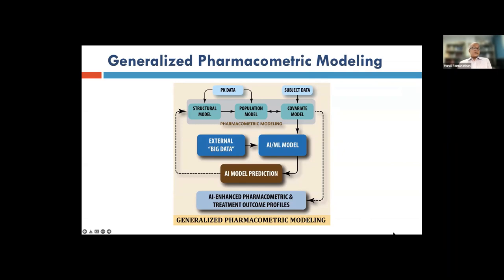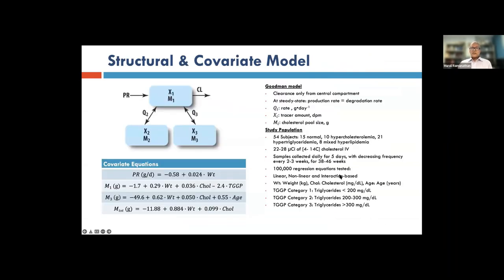So this is a nice scheme. How do you go about testing it? Because part of my lab works on the clinical aspects of cholesterol and lipids in multiple sclerosis, I became interested in cholesterol dynamics in humans. And there's actually a surprising amount of data on cholesterol dynamics in humans.